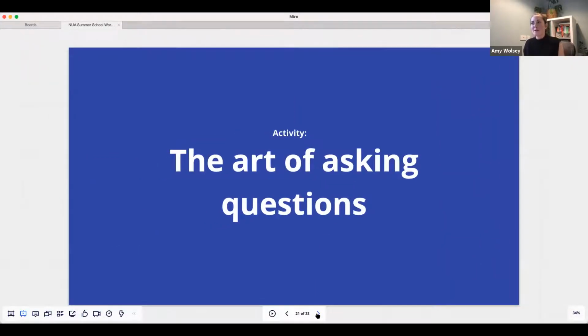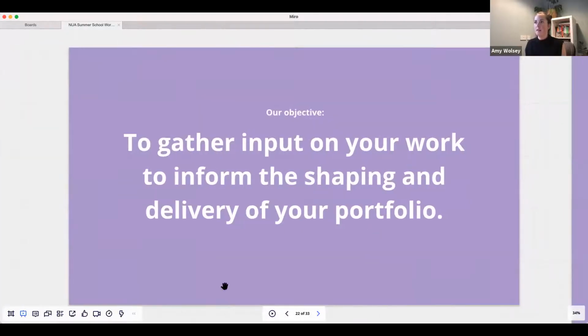So what we're going to do now is move through to another activity in terms of the art of asking questions. And we're going to go through some of these things in a little bit more detail. We covered one aspect of this in the last activity, but we're going to go through it again in a little bit more detail and really think about the delivery of your portfolio.